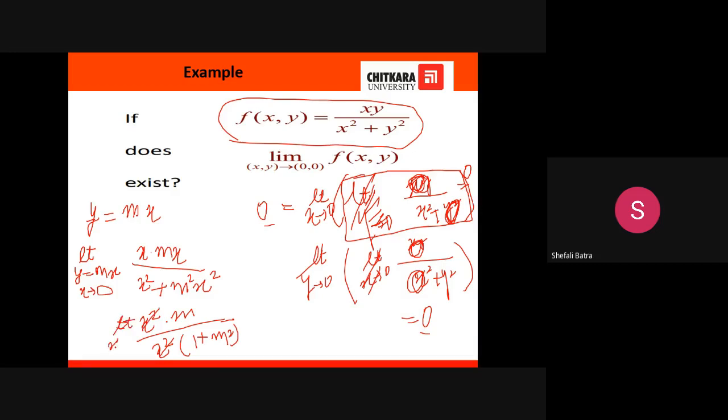Limit x approaches 0. Is it right, beta? We are taking this path, y is equal to mx. So limit y is equal to mx, x approaches 0. Your function is x into y. So this is x into m into x, and then x square plus y square. So x square plus m square x square. So you are simplifying it. x square, x square cancel out. So what is left? m upon 1 plus m square. Is it right? Is it okay? Yes, ma'am. So what does it mean?